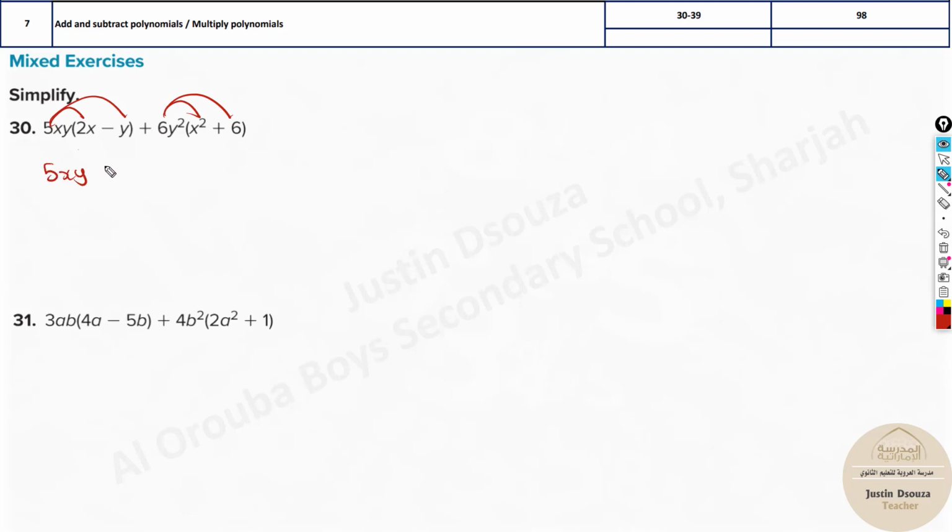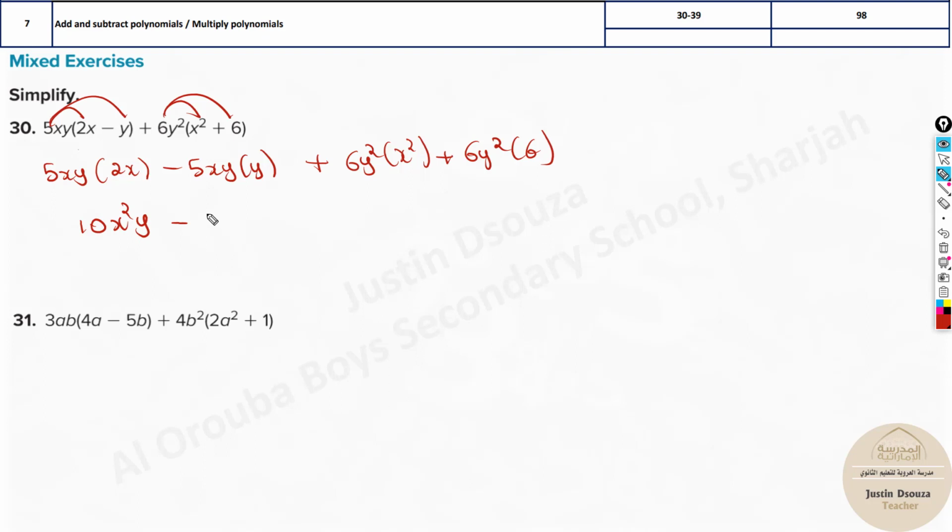I'll write it in detail now. 5xy times 2x minus 5xy times y. This is what happens. Plus, now multiply this. It's plus 6y squared into x squared plus 6y squared into 6. Now what happens? 5 times 2 is 10x squared y minus 5xy squared plus 6x squared y squared plus 6 times 6 is 36y squared.